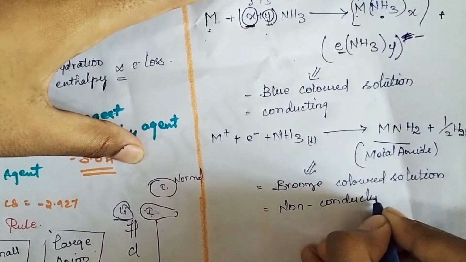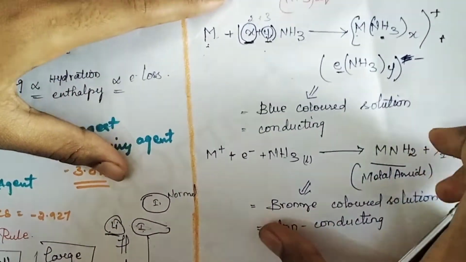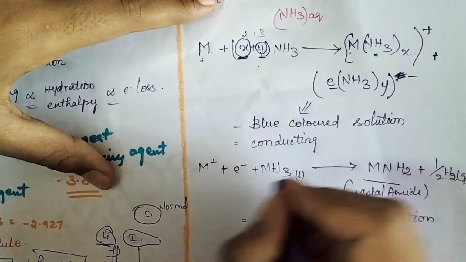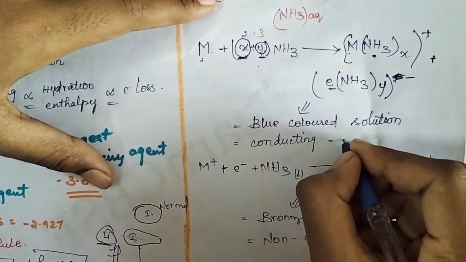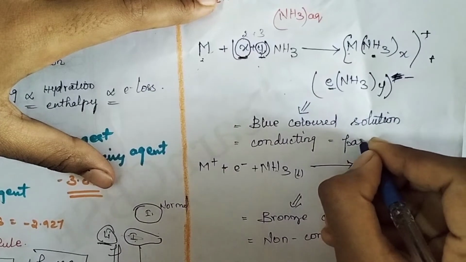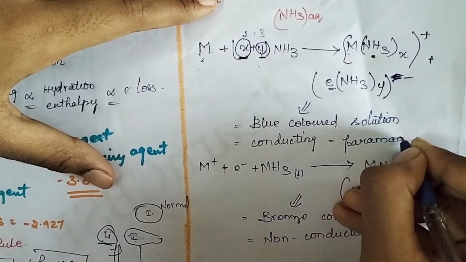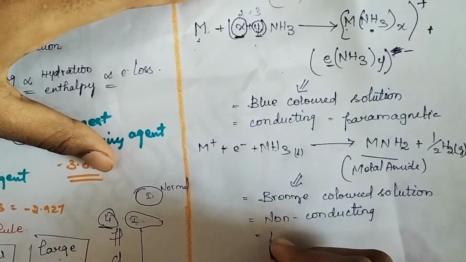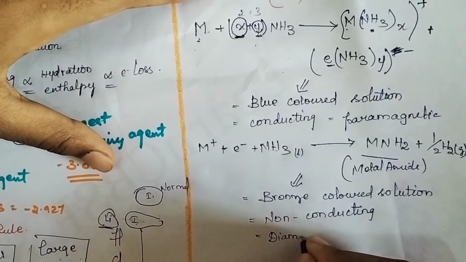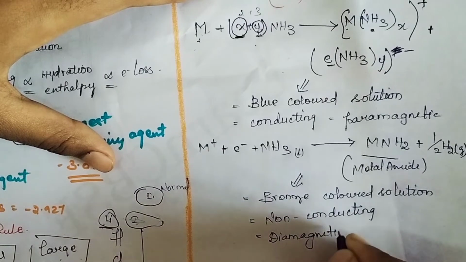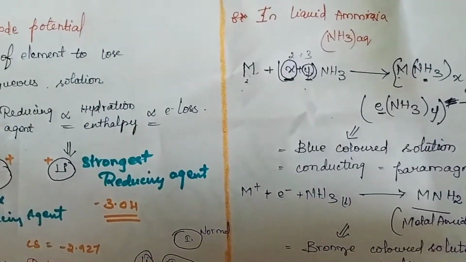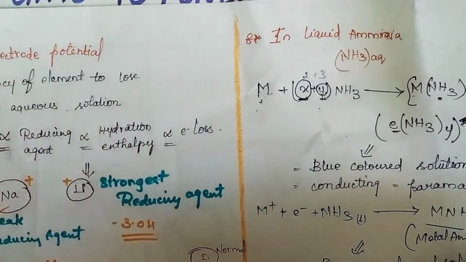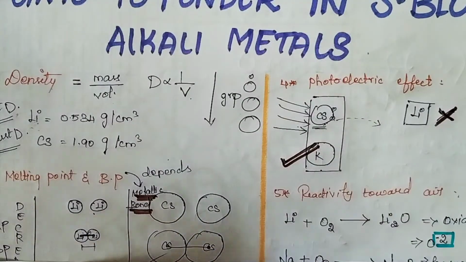Okay, clear? Now, what is the magnetic property of these two solutions? You can say this is paramagnetic. As they are conducting, no, paramagnetic. This is diamagnetic. This is what the points which we need to know. Okay, so are you clear with this?